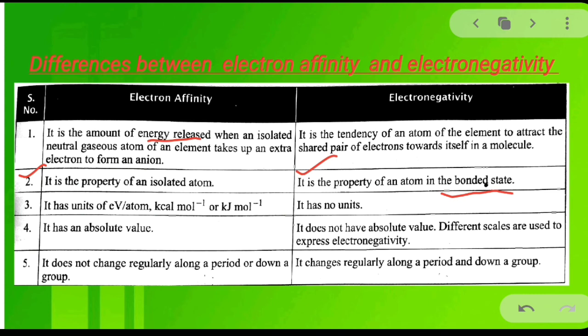Electron affinity has a unit, either electron volt per atom, kilocalorie per mole or kilojoule per mole, but electronegativity has no unit. Electron affinity has an absolute value, but electronegativity does not have an absolute value. Different scales are used to express the electronegativity. Electron affinity does not change regularly along a period or down a group. It always comes up with a few exceptions. But electronegativity changes regularly along a period and down a group.